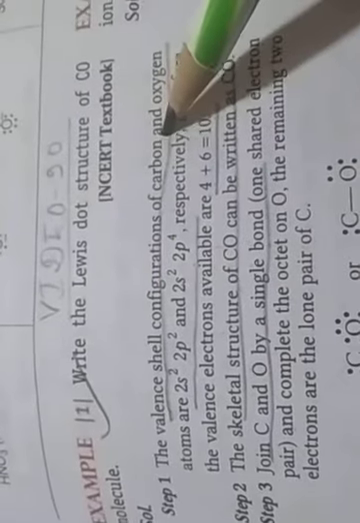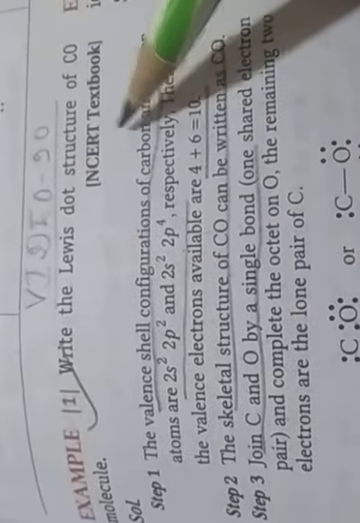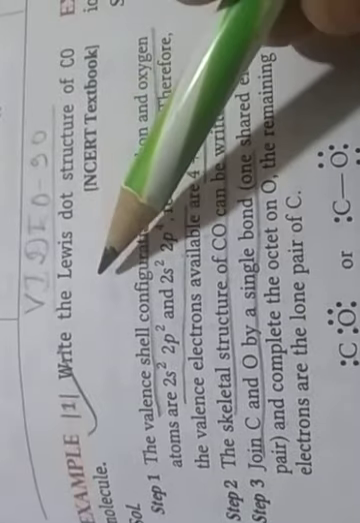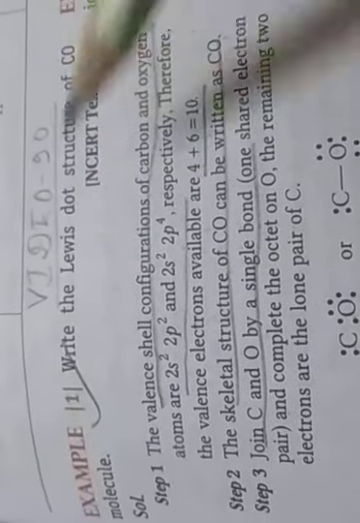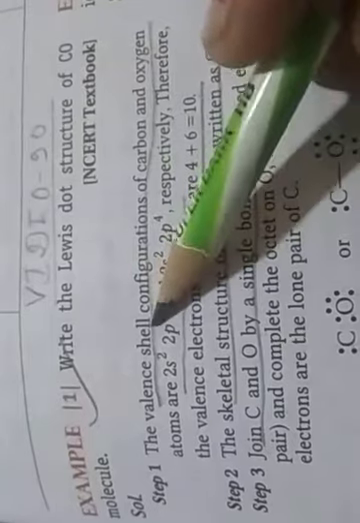In this video I will explain NCERT textbook exercise questions. The question is: write the Lewis dot structure of the CO molecule, the carbon monoxide molecule.